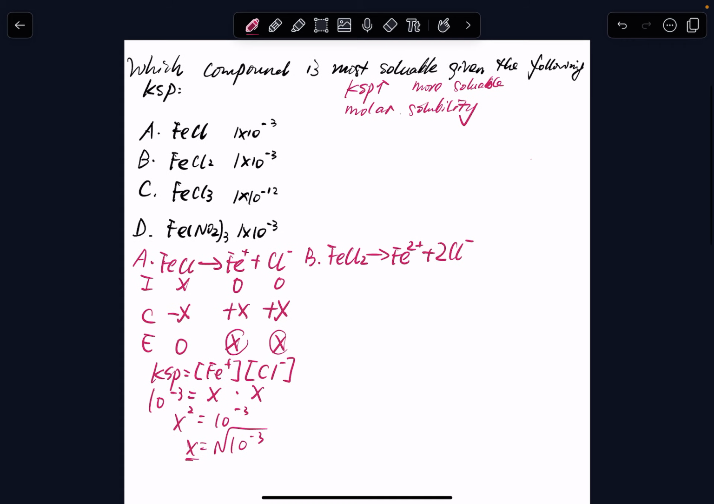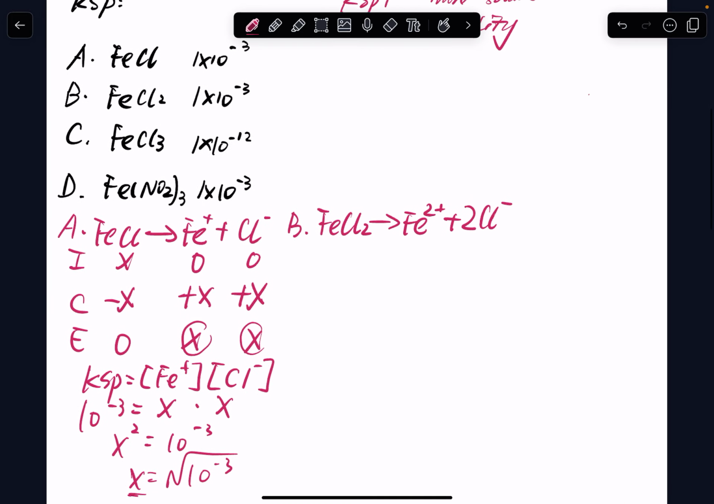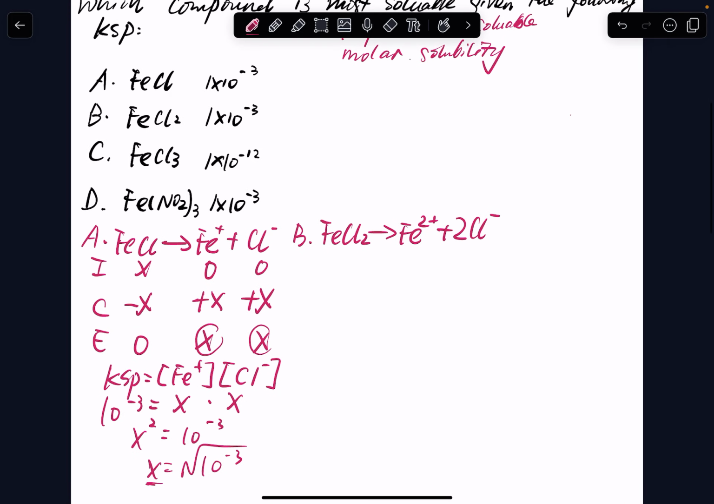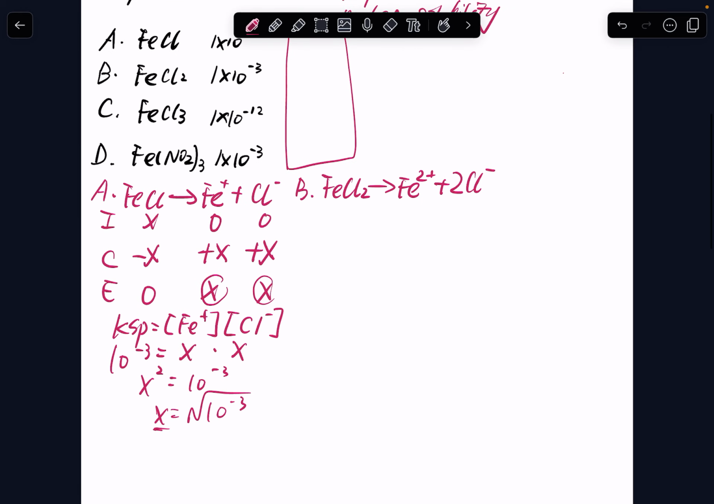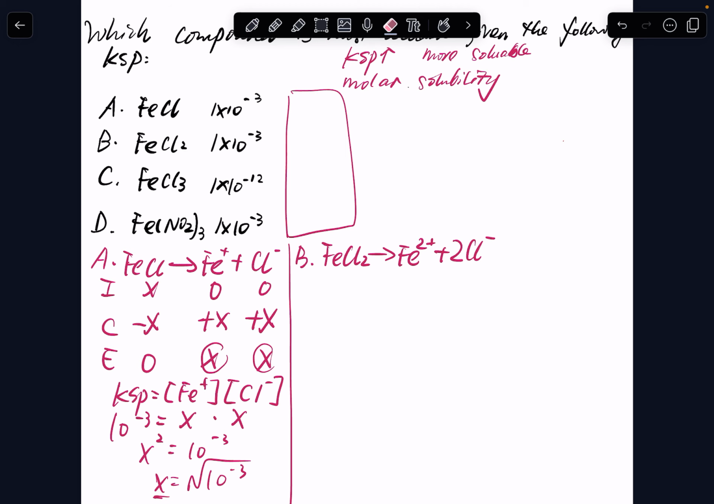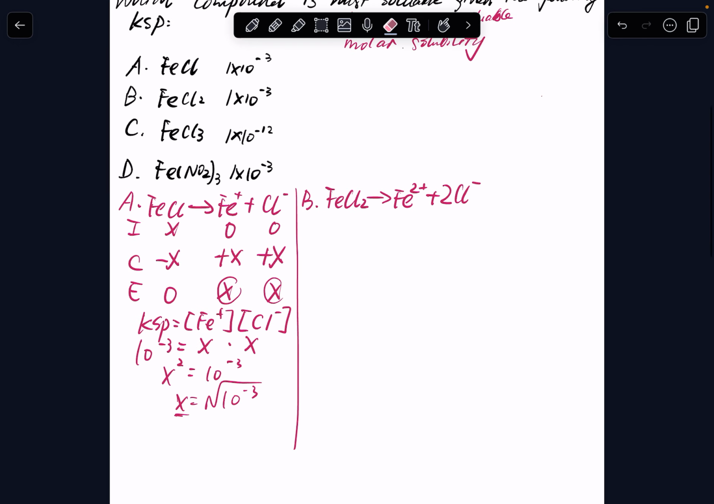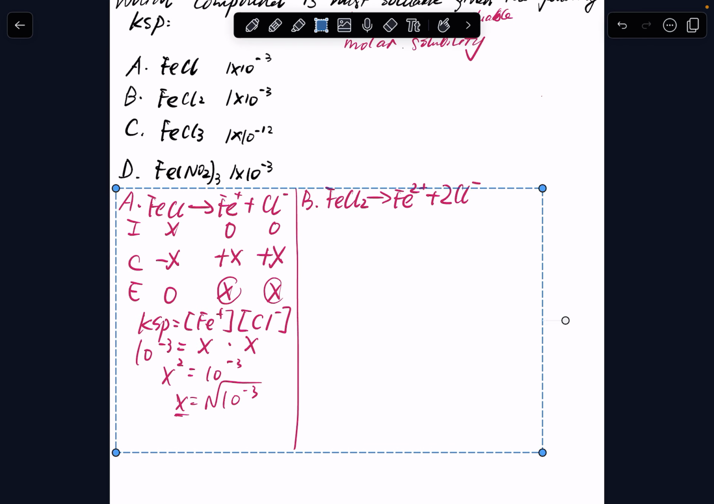This x gives you the molar solubility, and you get the molar solubility for each one of these, and then you pick the largest number to say this choice is the most soluble one. I know it's insane. You're not going to do this on the MCAT, but I'm just showing you the traditional way so that we can fully comprehend the trick that I'm going to teach you.